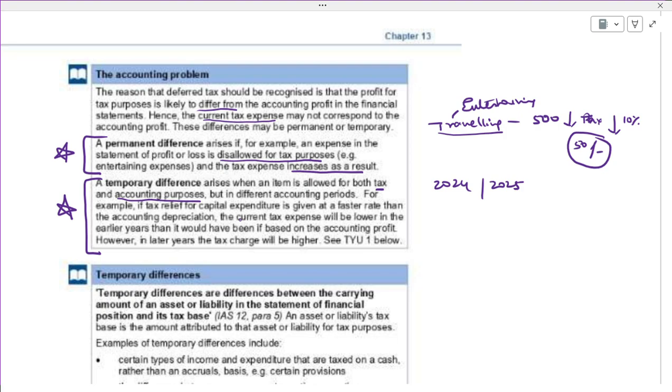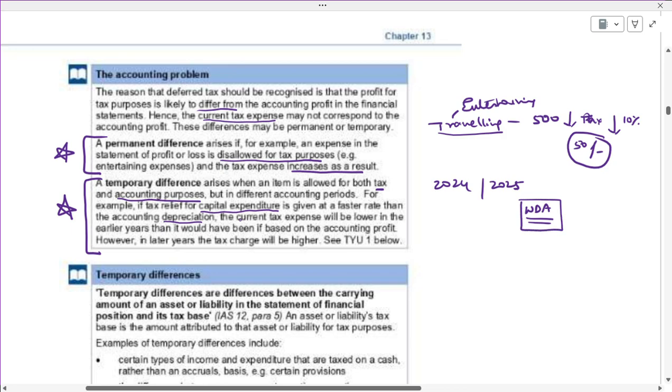For example, a tax relief for capital expenditure is given at a faster rate than accounting depreciation. Accounting depreciation is 20%, while taxation depreciation will be different. If you remember taxation, you have written down allowances. Some lifetime will be there. It is very simple, I don't want to complicate this. Some written down allowances will be there.